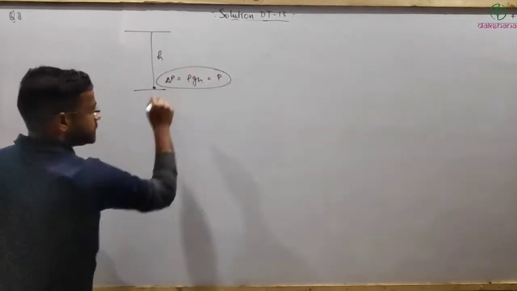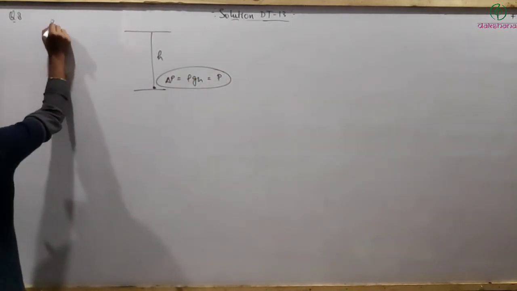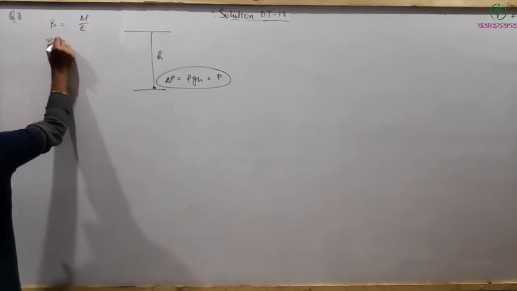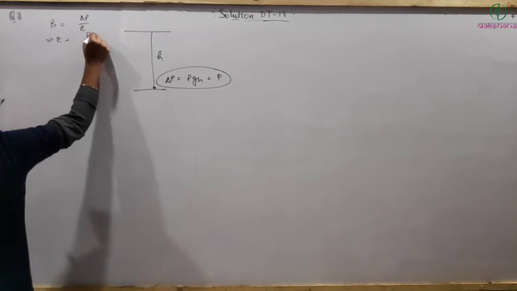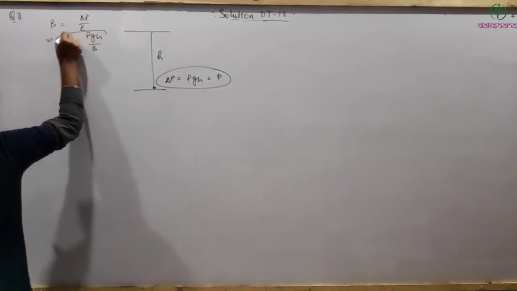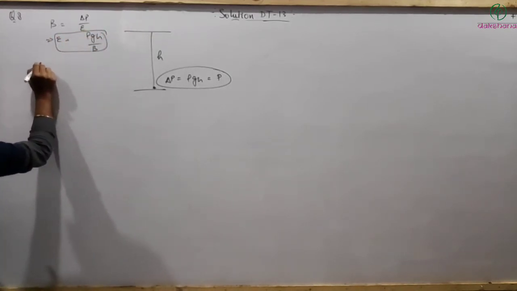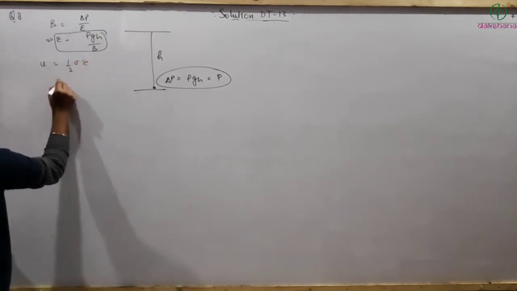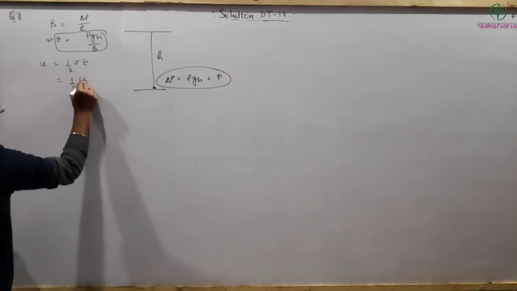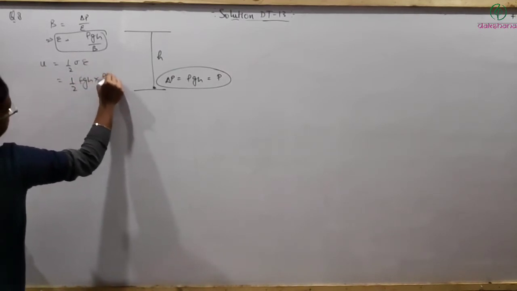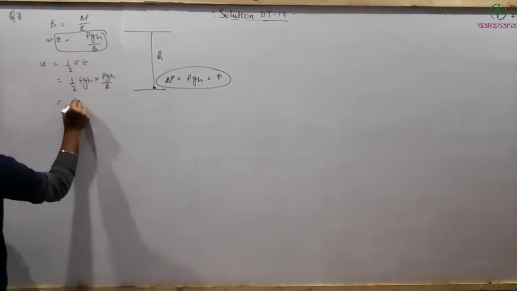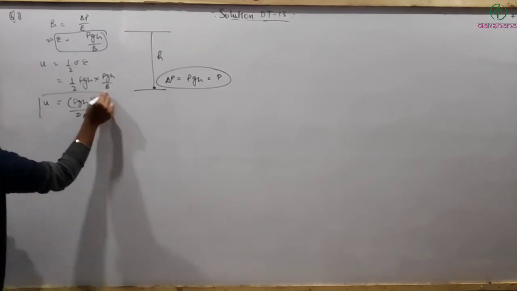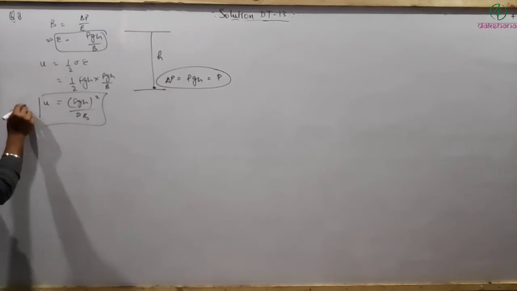This is your pressure stress. We know bulk modulus is equal to delta P divided by epsilon. This implies epsilon is equal to rho g h divided by B. And we know the energy density U is equal to half times sigma times epsilon, that is 1 by 2, sigma is rho g h, multiplied by rho g h divided by B. This implies (rho g h) whole square divided by 2B. This is the energy density U, and that's matching with option number 4.